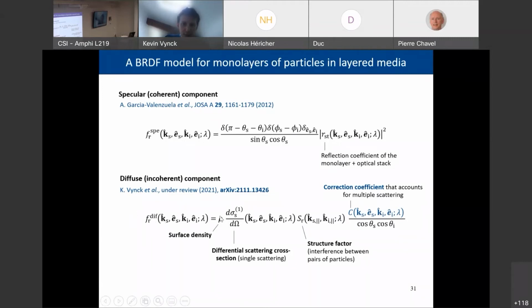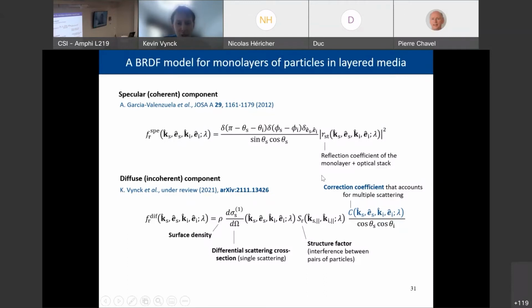The BRDF can be written as the product of different terms. There is the surface density of particles. There is the first term that is the differential scattering cross-section, so it's essentially the form factor of one particle. There is the structure factor that depends on the structural correlations in the system. And there is a last term that incorporates a correction coefficient accounting for multiple scattering processes.